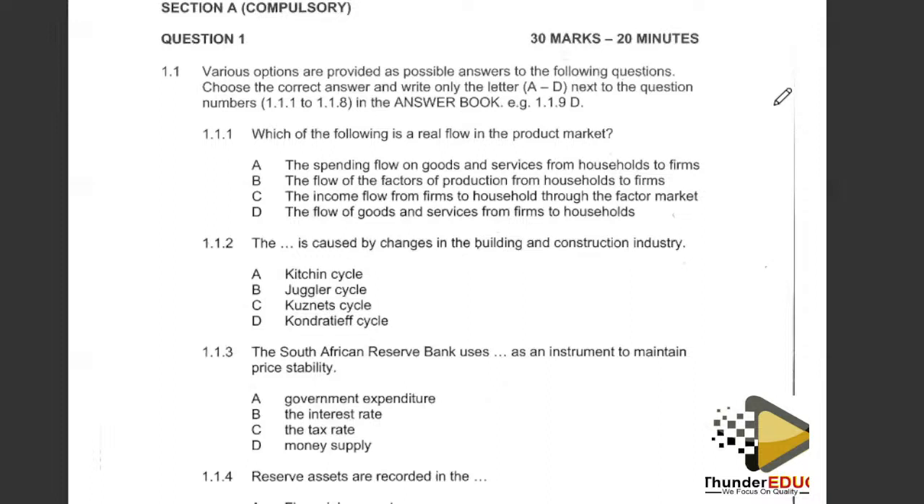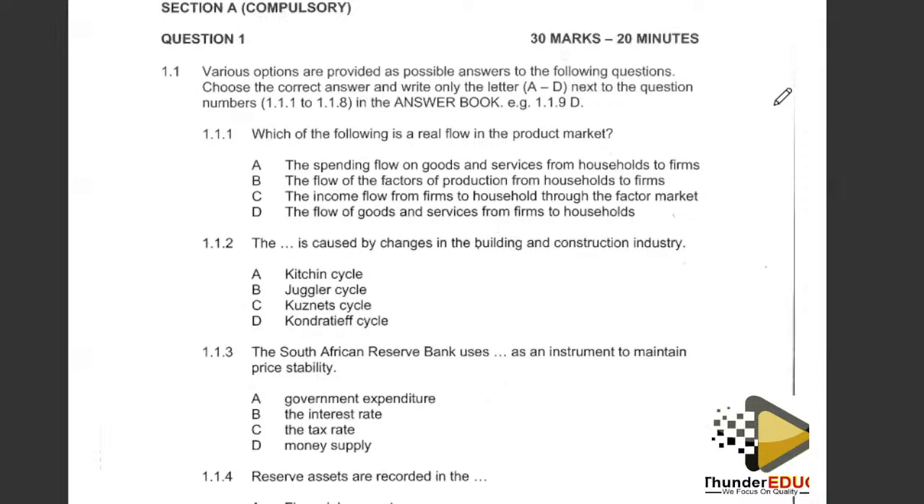Okay, right. So now let's check option A. Option A, we have the spending flow on goods and services from households to firms. It's out. So we cancel it. So now the second one, which is B, we have the flow of the factors of production from households to firms. And then also this one is totally out. So now let's check the next one, which is option C. It reads as follows: the income flow from firms to households through the factor market. Also this one is out.